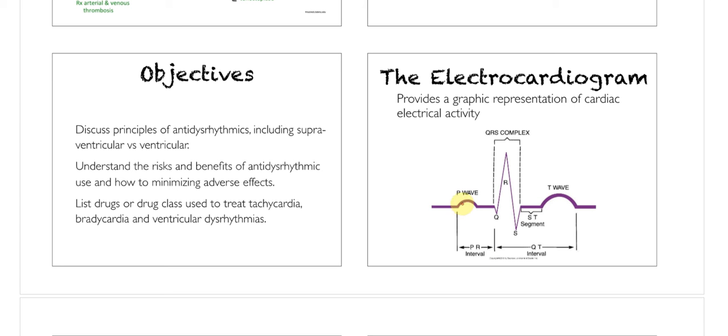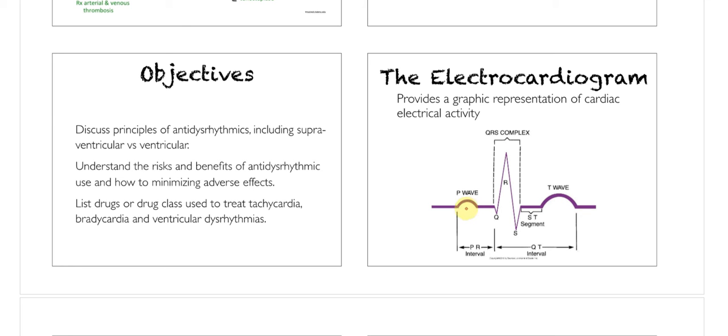The P wave itself represents depolarization of the atria. The QRS complex represents depolarization of the ventricles. And then the T wave represents repolarization of the ventricles.